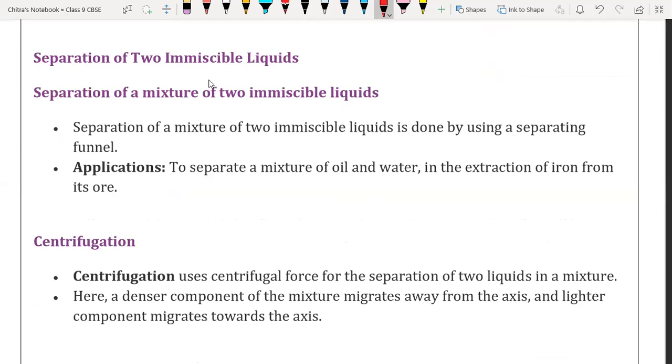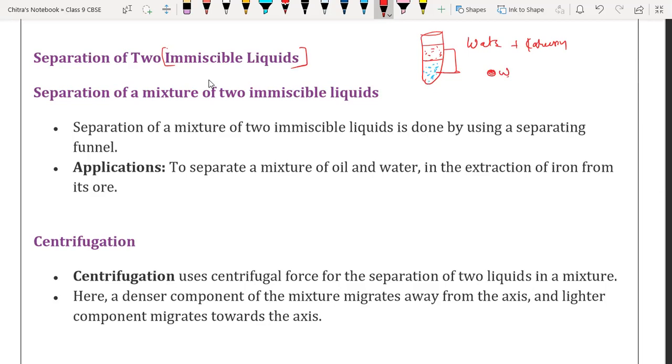Now, separation of two immiscible liquids. Immiscible liquids are liquids that do not mix with each other. Suppose we have a glass with water and kerosene. Kerosene and water form separate layers. At the bottom we get water because it has a higher density, and kerosene forms the top layer. These are two immiscible liquids, they do not dissolve and are not going to mix with each other, like water and oil.